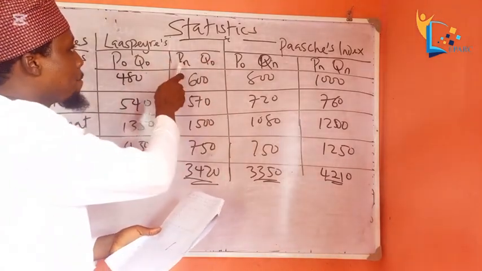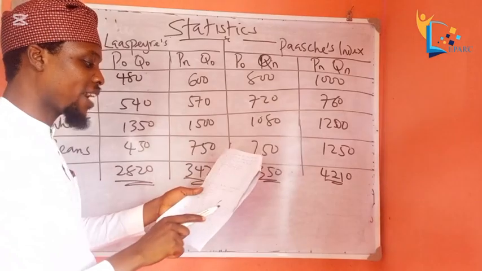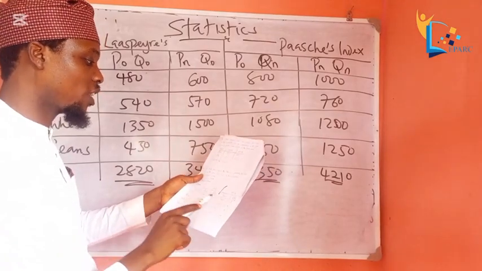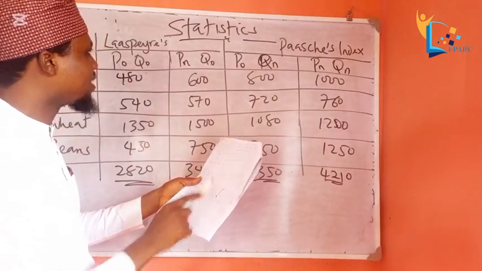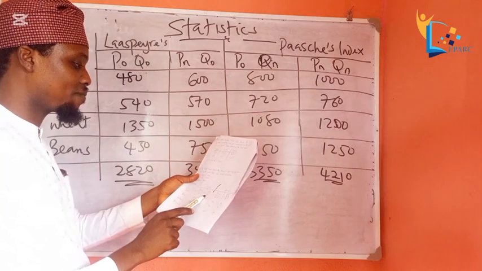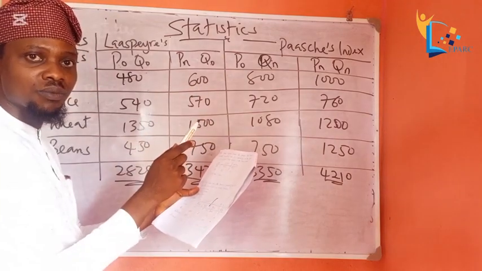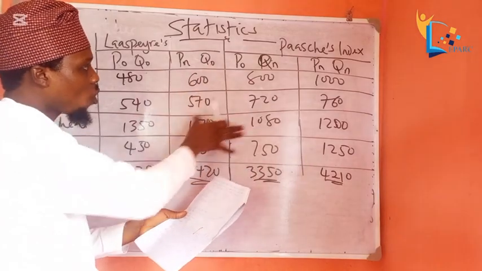Then when you come here, current price times base quantity. Current price, you go to 2014, you check current price, which is 200. Then you come back to base quantities, which is 3. So 200 times 3 will give us 600. Do you understand? That is how we got all these figures.